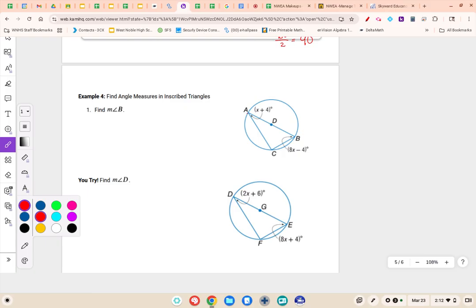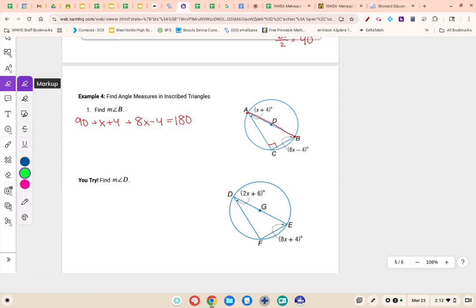So I know, since this is a diameter here, that this angle has to be 90. So I'm just going to take 90 plus x plus 4 plus 8x minus 4, and I'm going to equal that to 180 because this is a triangle here. That's going to be my best option.